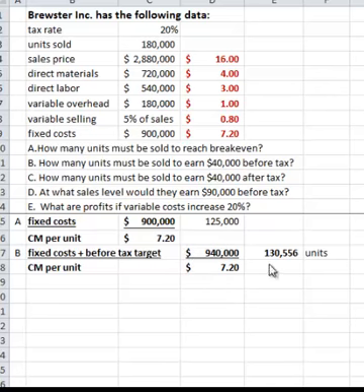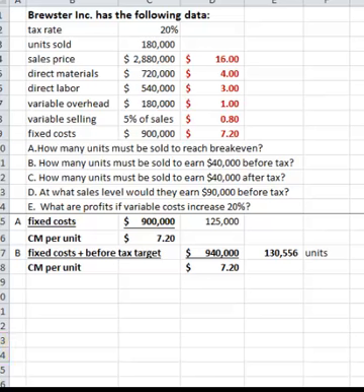Now in C, they want to know how many units you've got to sell to earn an after-tax $40,000. That means after the 20% tax is taken out, you want $40,000. So you have to earn more than 40 so that you're left with 40 after the IRS takes 20%. So we convert an after-tax number to a before-tax target, and then we can put it into our formula.